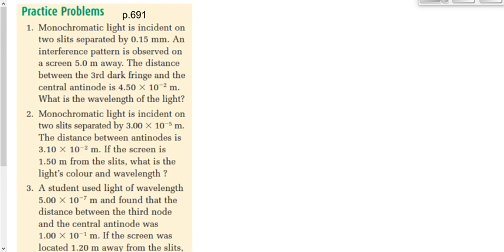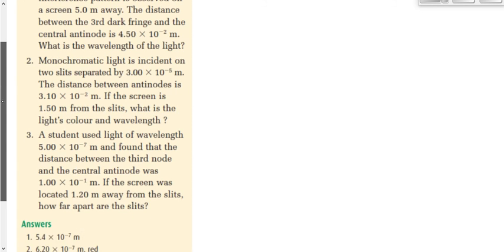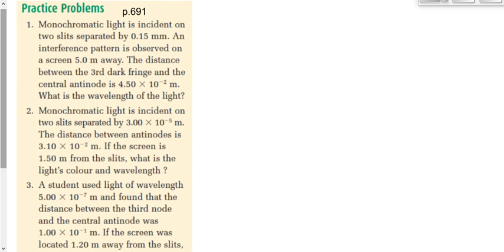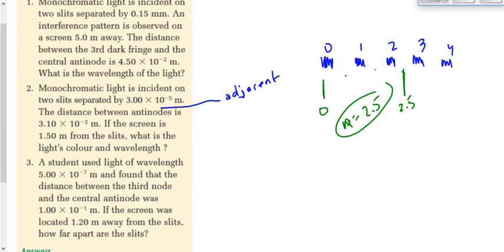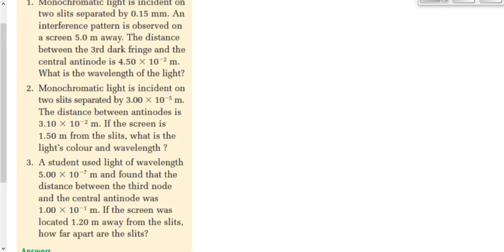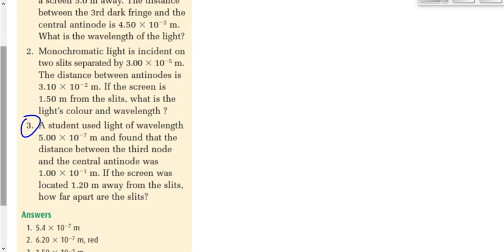Take a look at the questions that go with the example we just did on page 691, please. Okay, let's have a look at number 3 here. The student used a light of wavelength 5.00 times 10 to the minus 7 meters and found that the distance between the third node and the central antinode was 0.1 meters. The screen was located 1.2 meters away from the slits. How far apart are the slits?